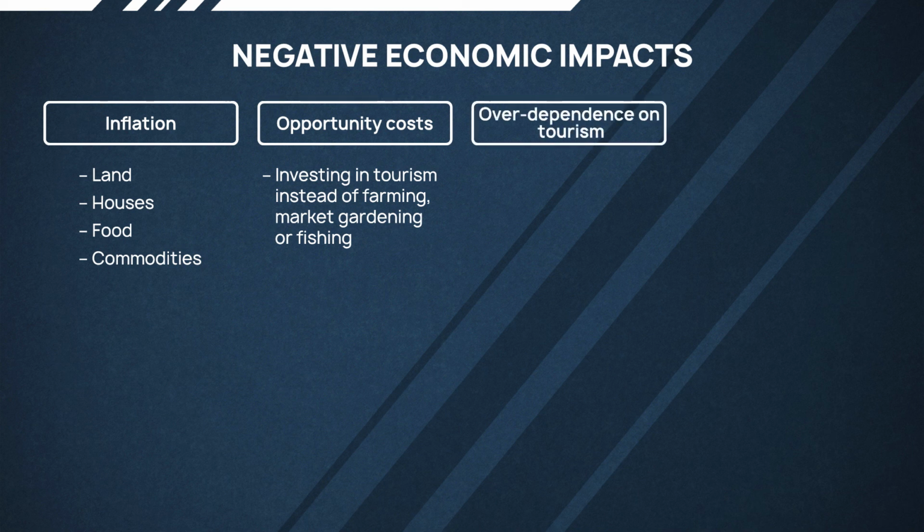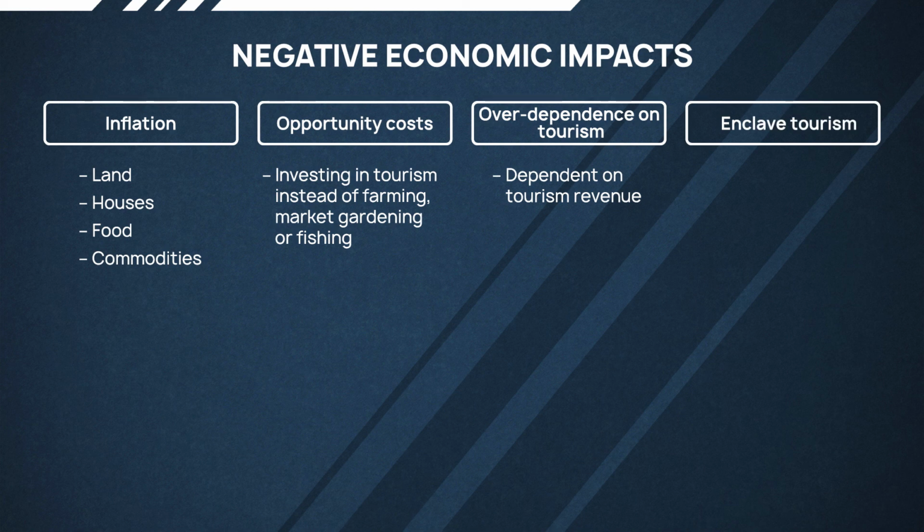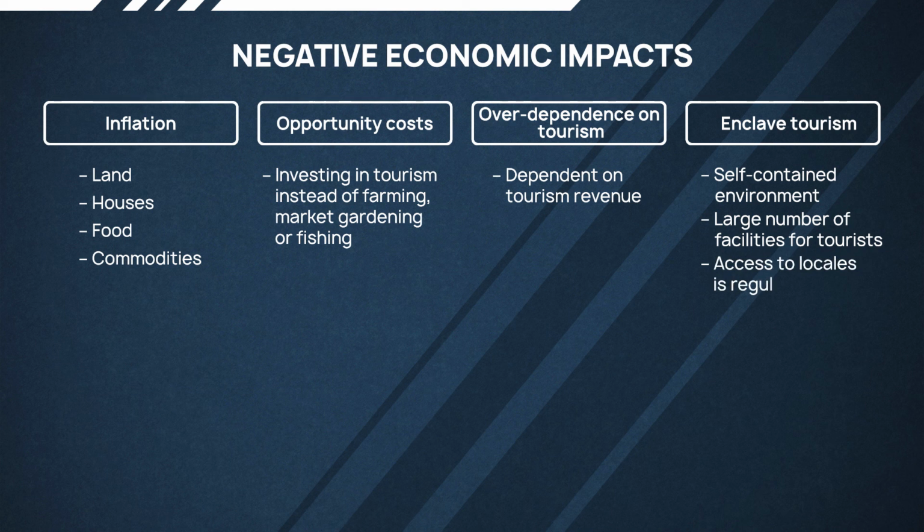Overdependence on tourism. Over time, the emphasis on tourism becomes such that there is virtually no other approach to development. As a result, the country becomes dependent on tourism revenue to the extent that any change in demand is likely to lead to a major economic crisis. Enclave tourism. Tourism enclaves contain a large number of facilities for tourists, while access to locals is often restricted and regulated. It results in a lack of local control and local ownership and prevention of meaningful interactions between residents and tourists.